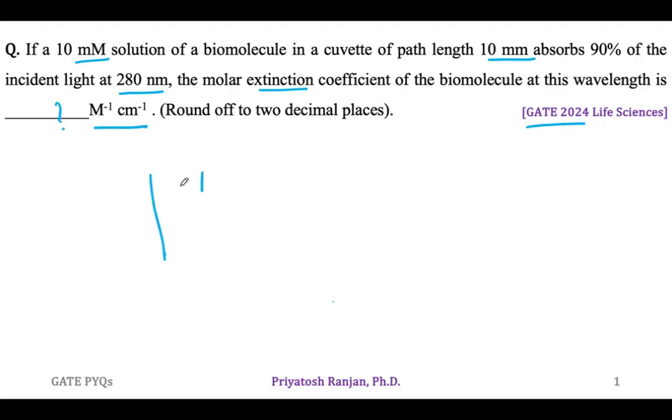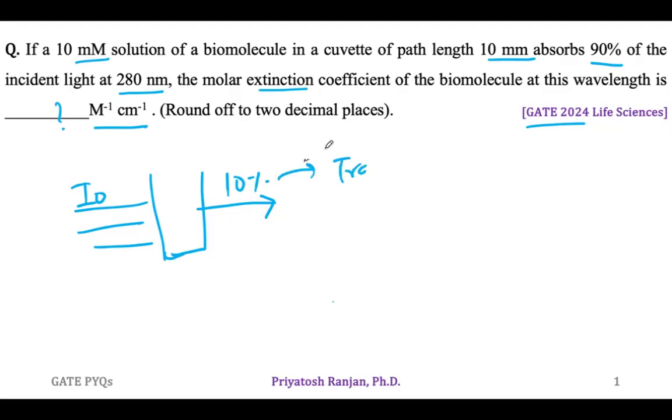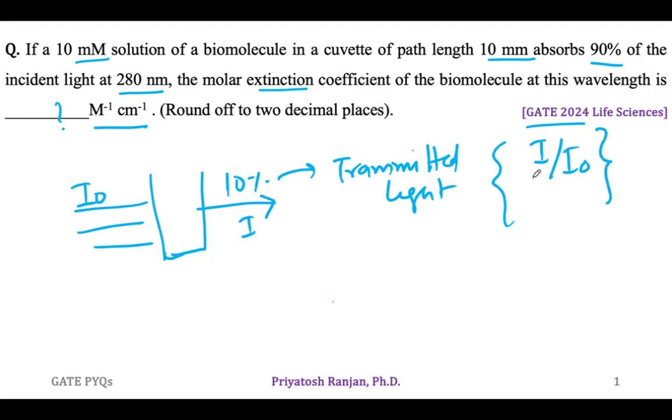So as mentioned, when a light of this particular wavelength passes through a sample, it absorbs 90% of the incident light. So let's assume this is the intensity of the incident light. That means the amount of the light that passes through the sample, which is not absorbed or reflected, is 10%. And this I'm calling it as a transmitted light, which is represented by I. Remember, transmittance is also denoted by I by I naught, which is the intensity of the transmitted light by intensity of the incident light.